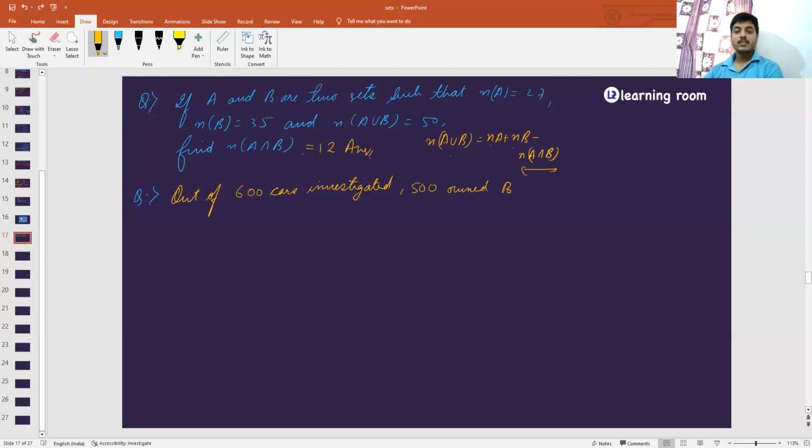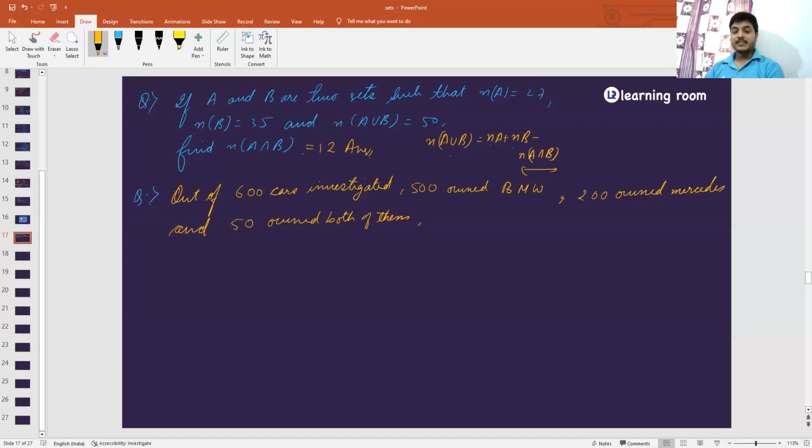500 owned BMW, 200 owned Mercedes, and there were few very rich people, 50 owned both of them.